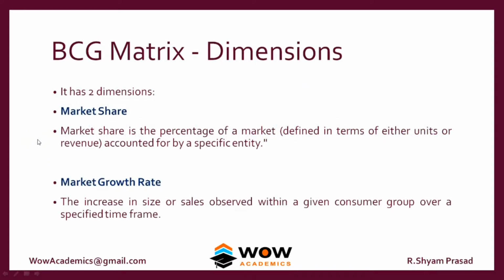The BCG is a 2 by 2 matrix. In this matrix there are 2 important factors. One is market share and the other is market growth rate. Market share is formally called relative market share, but for easy understanding I have given it here as market share. First we'll see what market share is. Market share is the percentage of the market, defined in terms of either units or revenue accounted for by a specific entity.